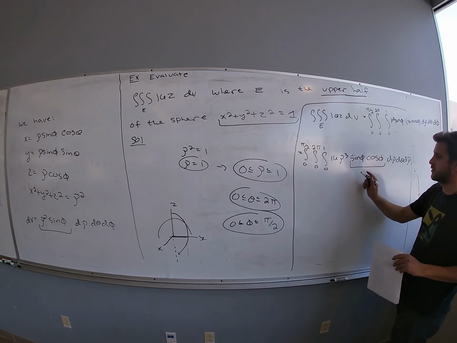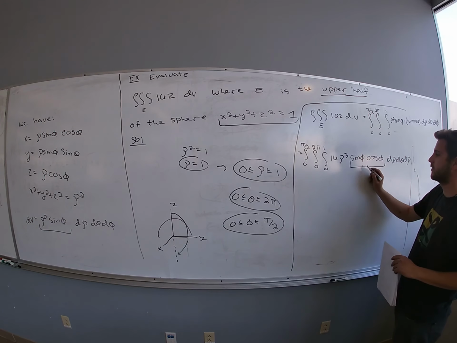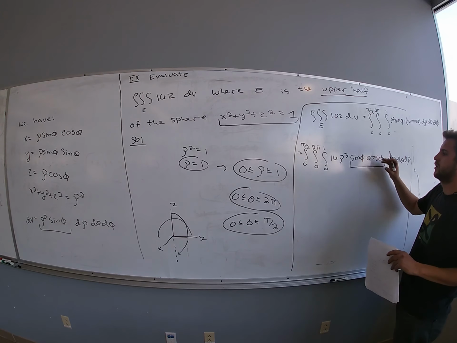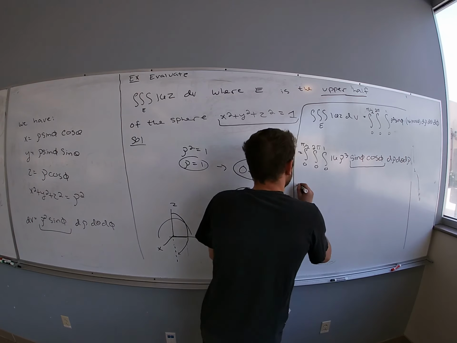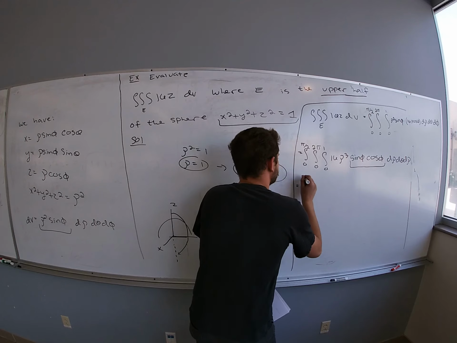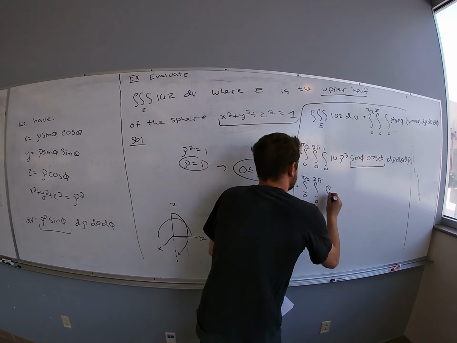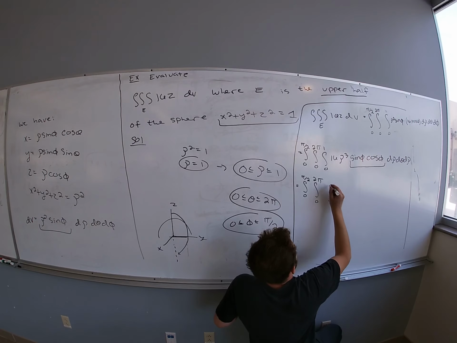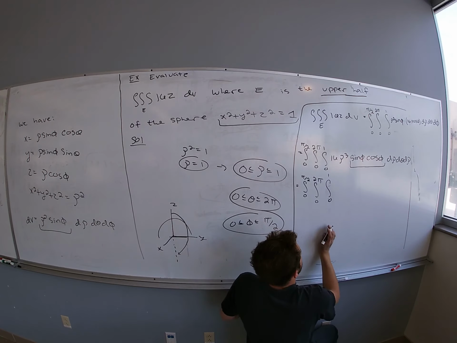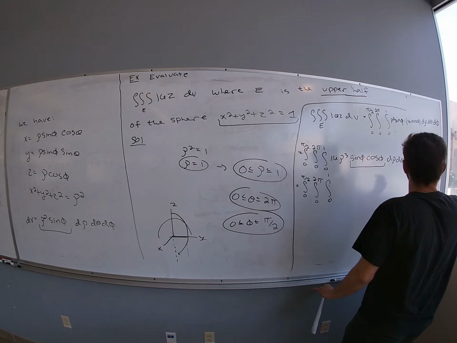Sine of 2 theta is 2 times sine of theta cosine of theta, okay? So I just need to divide this over. Integral from 0 to pi over 2. Integral from 0 to 2 pi. Integral from 0 to 1, okay? I'll write this on the side if you guys can see this.